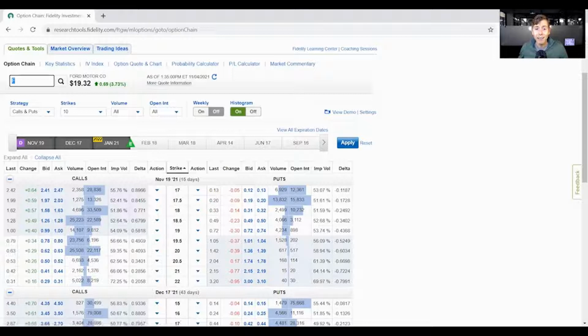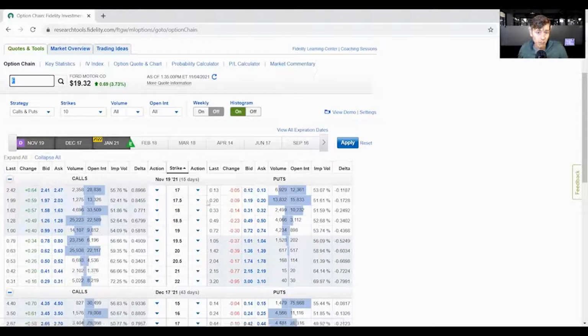The 19 and a half strike call, it'll only cost you 80 cents. So you'll notice as you get further out of the money from the stock, the call options are going to be cheaper. Okay, so a 20 strike call is 63 cents, 20 and a half is 52 cents, etc.